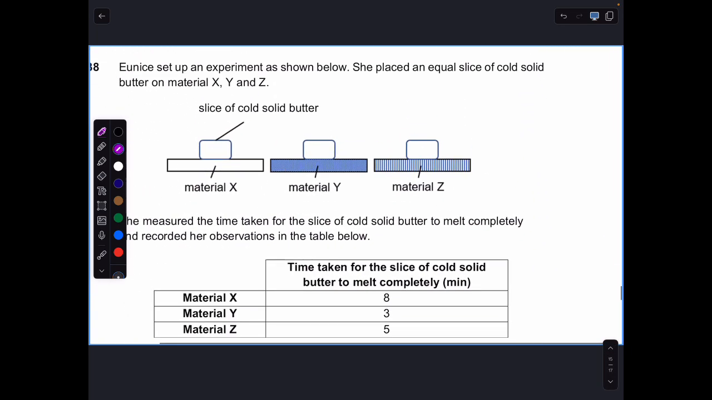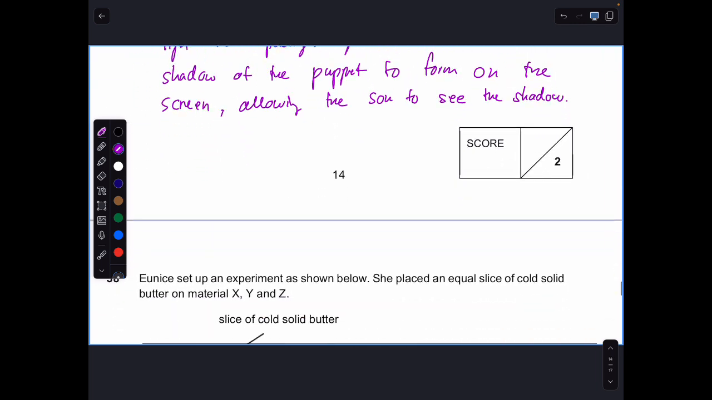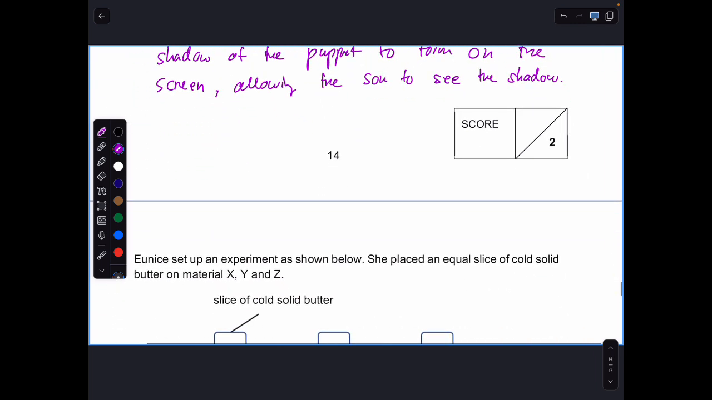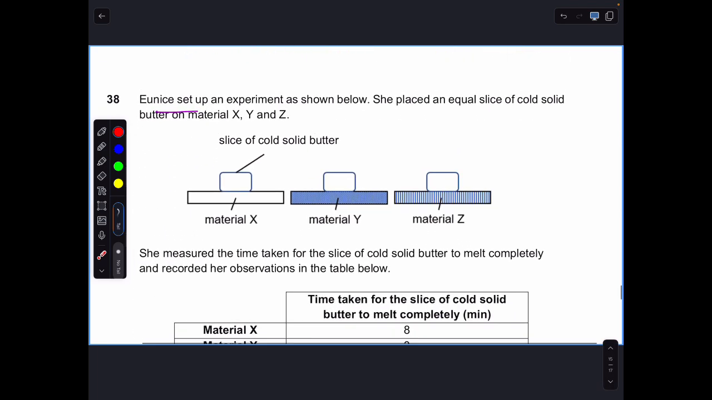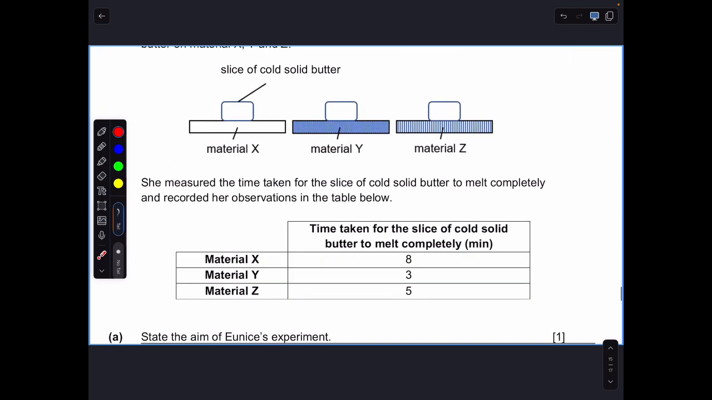Okay, next. Okay. Eunice set up an experiment as shown. She placed equal slices of cold solid butter on material X, Y, and Z. So your material X, Y, and Z would actually be your change variable, isn't it? Okay. She measured the time taken for the slice of the cold solid butter to melt completely.